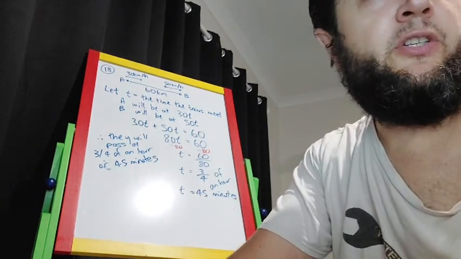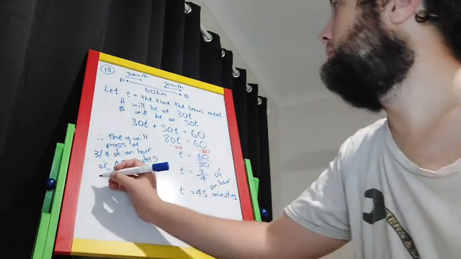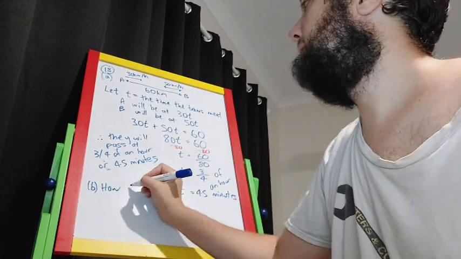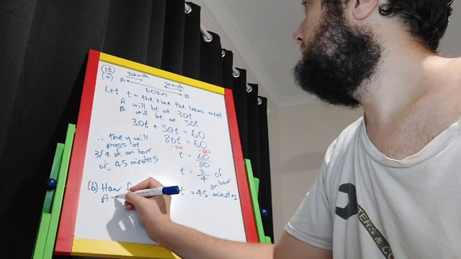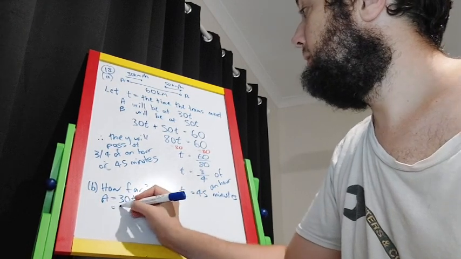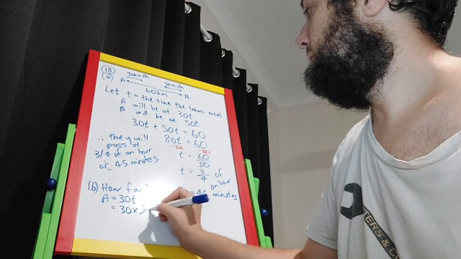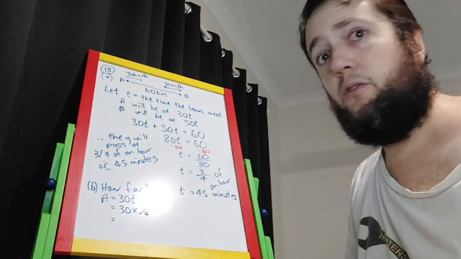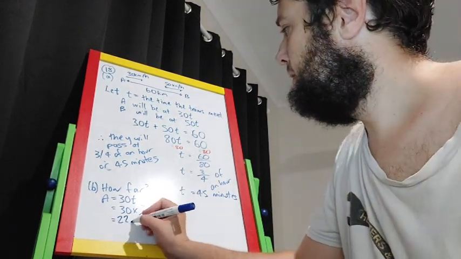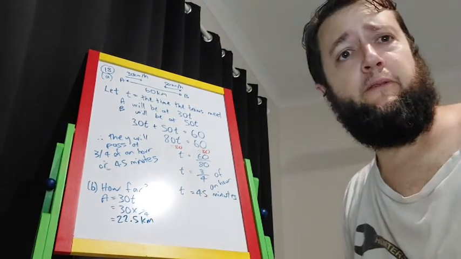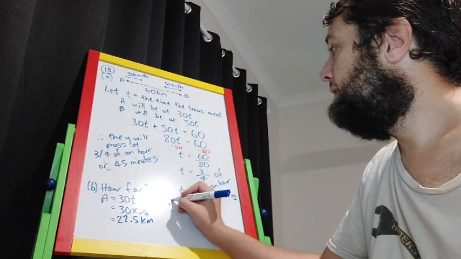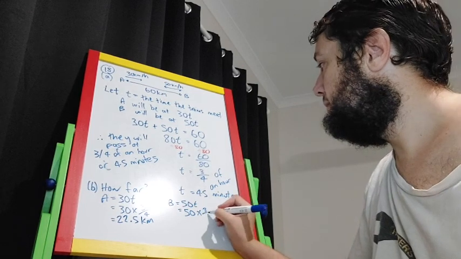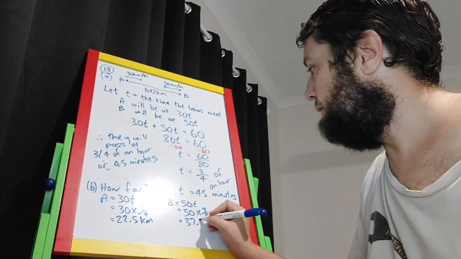Now, the second part of the question, just quickly, says how far have they travelled? So part B, that was part A, yes, my bad. How far? Remember, we already defined A will have travelled 30t. Essentially, it'd be 3/4 of 30, which is 22.5. A will have travelled 22.5 kilometres if you put that in your calculator. B is 50t, so that's 50 times the 3/4, which will give you 37.5 kilometres if you put that in your calculator.